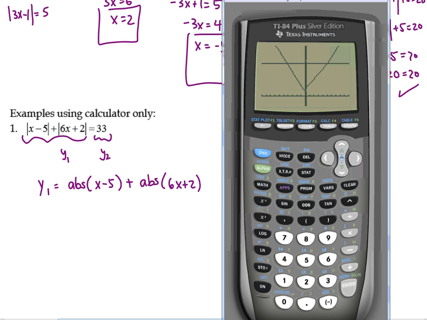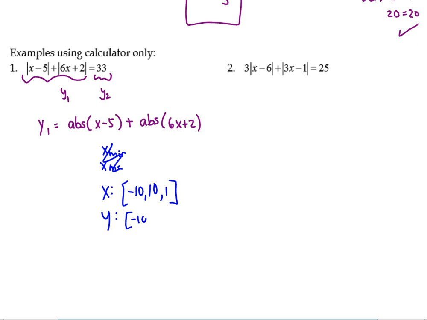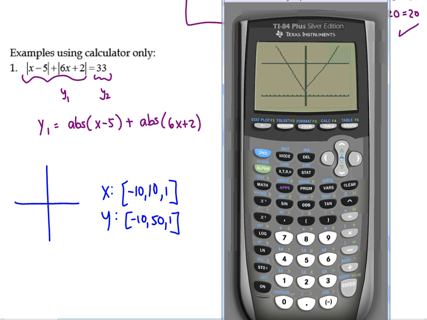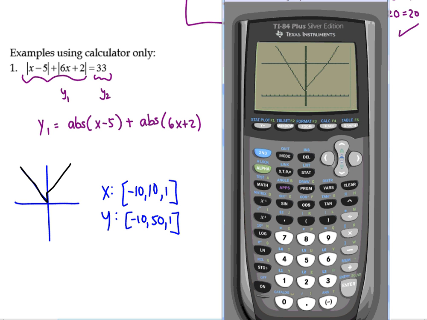So my windows: x was still negative 10 to 10, scale of 1. And y, I did negative 10 to 50, scale of 1. And your graph should look something like that. It's kind of a funny looking graph. It has this jump in it. Cool function, actually.